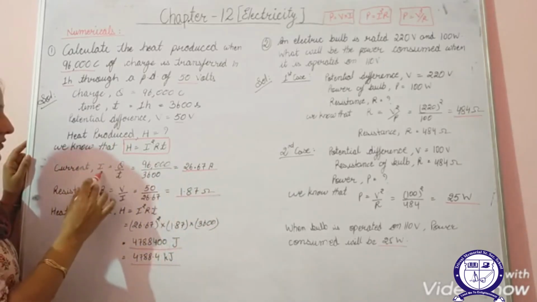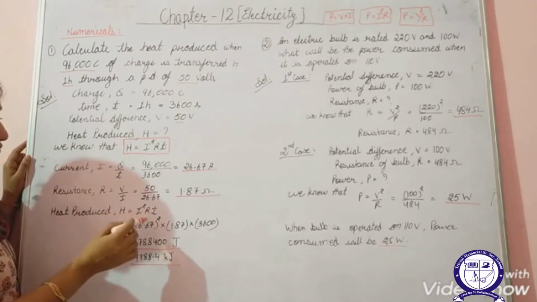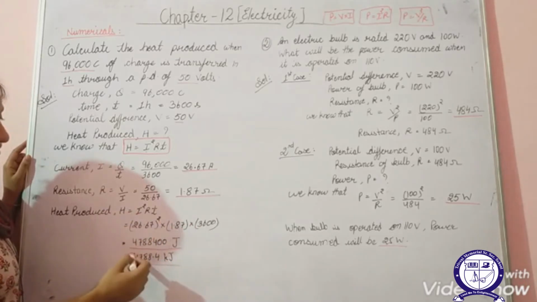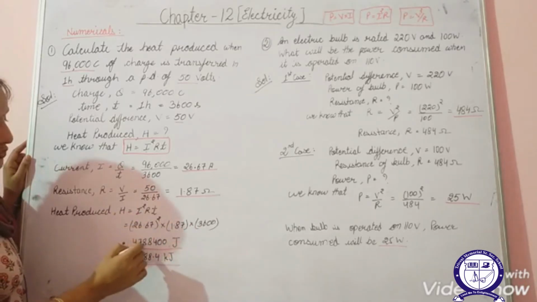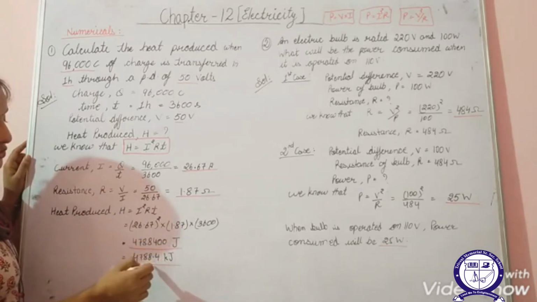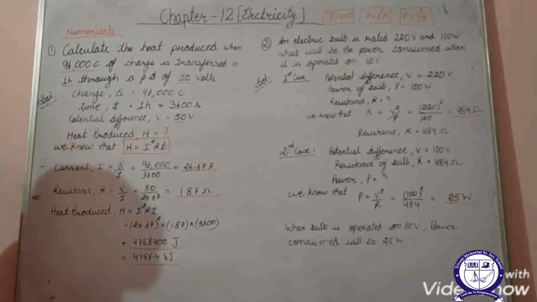Now we'll substitute the values of I, R and T in this formula to calculate heat produced. On substituting the values and solving, we get the answer, that is 4788,400 joule. We can convert this into kilojoule also. Then you'll get 4788.4 kilojoules.